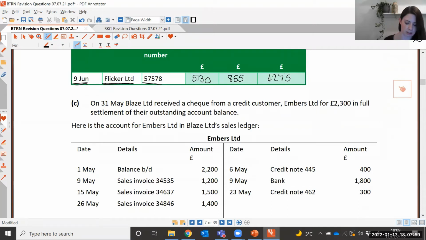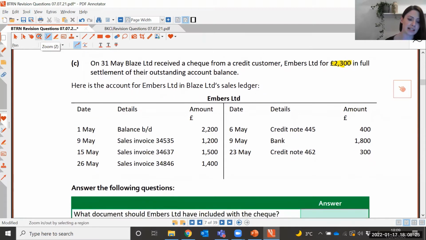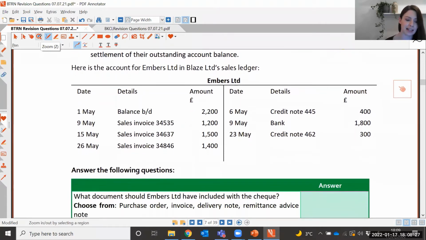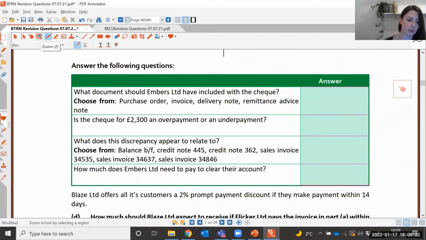Okay, part C. On 31st of May, Blaze Limited receives a cheque from a credit customer, Embers Limited, for £2,300 in full settlement of their outstanding account balance. Here's accounts for Embers Limited in Blaze Limited's sales ledger. So a cheque's been sent in for £2,300. And then we've got the details of Embers Limited's account. And then it says to answer the following questions.